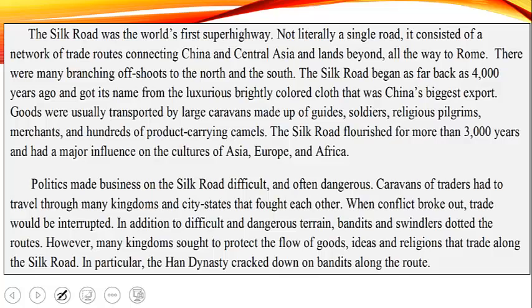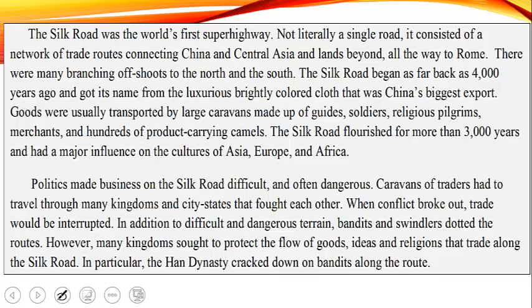The Silk Road was the world's first superhighway. Not literally a single road. It consisted of a network of trade routes connecting China and Central Asia and lands beyond, all the way to Rome. There were many branching offshoots to the north and the south. The Silk Road began as far back as 4,000 years ago and got its name from the luxurious, brightly colored cloth that was China's biggest export.